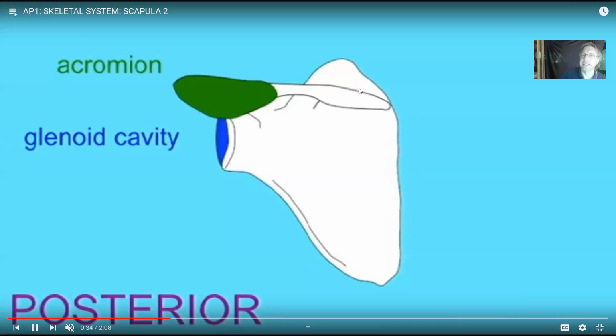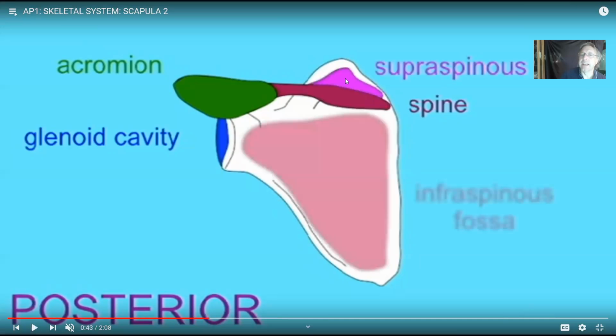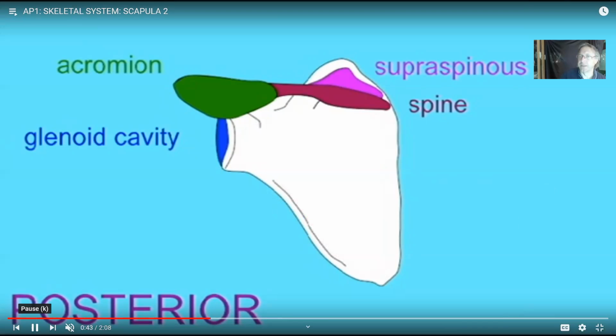The trapezius is ending in this region, attaching here. The deltoid is beginning in this region. And there are depressions on either side of the spine. Above the spine, there is a supraspinous fossa. Below the spine, there is an infraspinous fossa.